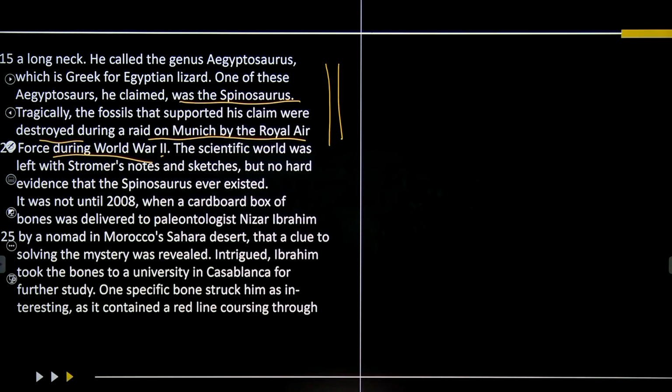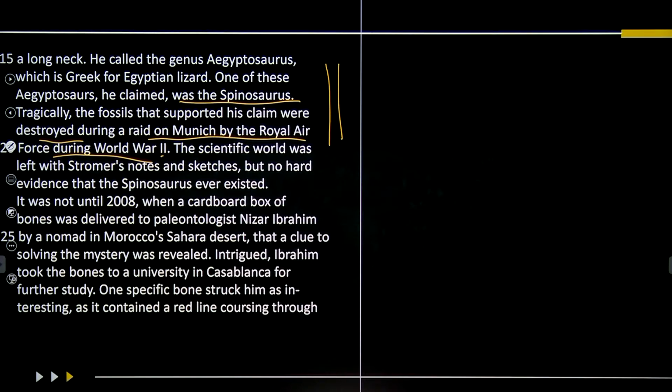It was not until 2008, when a cardboard box of bones was delivered to paleontologist Nizar Ibrahim by a nomad in Morocco's Sahara Desert, that a clue to solving the mystery was revealed. Intrigued, Ibrahim took the bones to a university in Casablanca for further study. One specific bone struck him as interesting as it contained a red line coursing through.